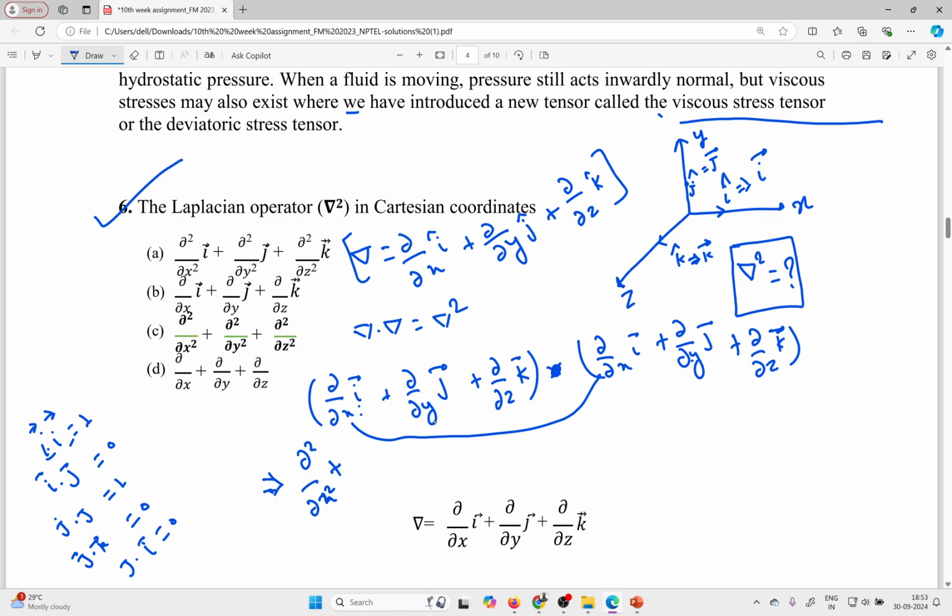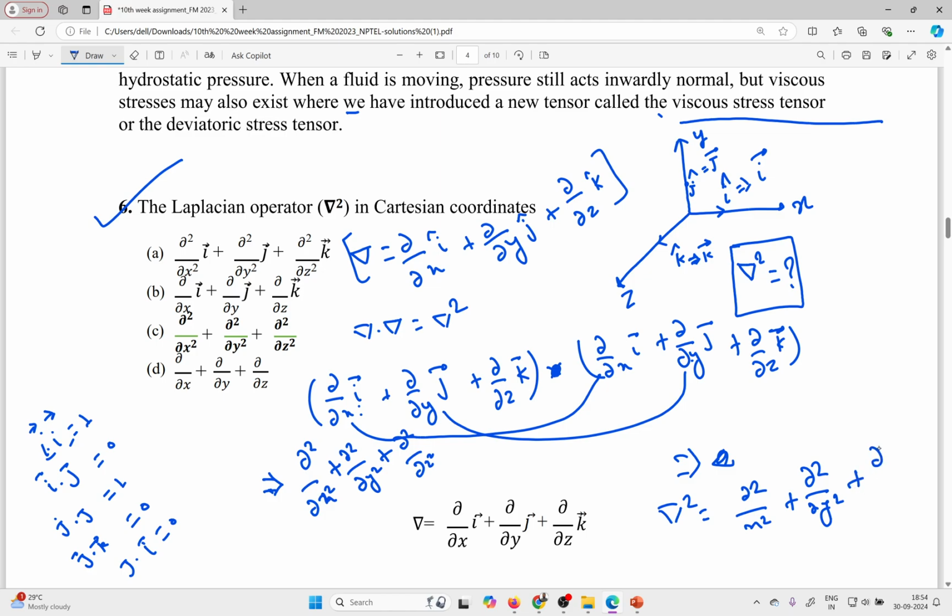Now coming to this, del by del y j and I will be 0, and j into j will be 1. So del square by del y square. Again j and k will be 0. k and I will be 0, k and j will be 0, but k into k is 1, so del square by del z square remains. So finally, your answer will be del square is equal to del square by del x square plus del square by del y square plus del square by del z square. Please always remember. This is the whole concept behind this question.